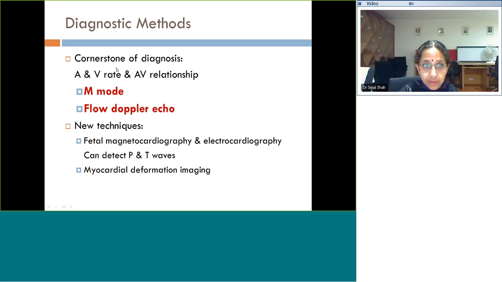The way to check for rhythm is the atrial and the ventricular rate assessment, and then the relationship between the atrial and the ventricular activity. This can be done with M mode and Dopplers. There are newer techniques like fetal magnetocardiography and electrocardiography which can detect P and T waves, which is evolving. And there is something called myocardial deformation imaging, which is also evolving, not available in our country. So the most important would be the M mode and the Doppler, and we try to understand where the atrial activity is, where the ventricular activity is, and what the relationship between the atrial and the ventricular activity is.